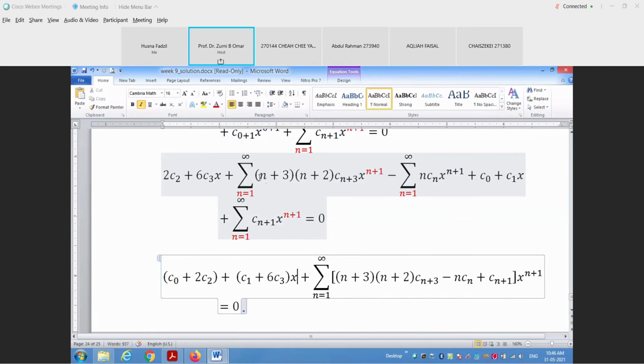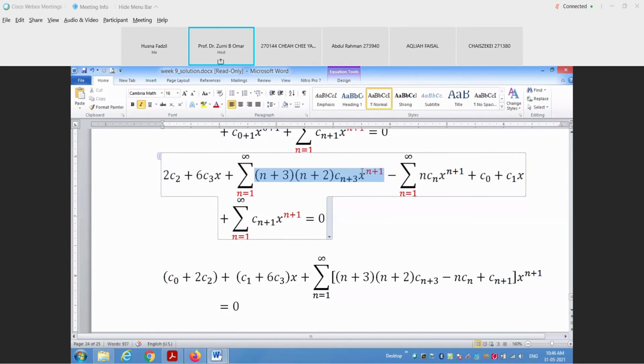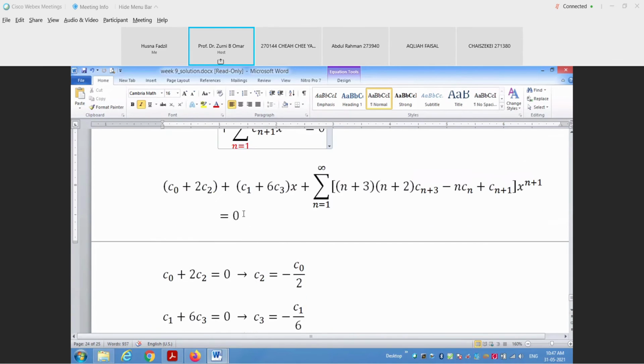Now we have to combine all the summations and take the coefficients. For the first summation, the coefficient is (n plus 3) times (n plus 2) C(n+3). Then minus the second summation, whose coefficient is n Cn. And for the third series, the coefficient is C(n+1), so plus C(n+1). All these coefficients you multiply with x^(n+1), and equal to 0, using the same approach or procedure as before.